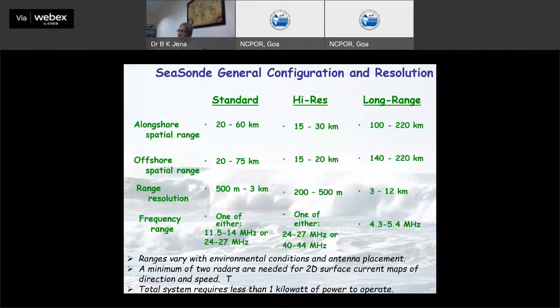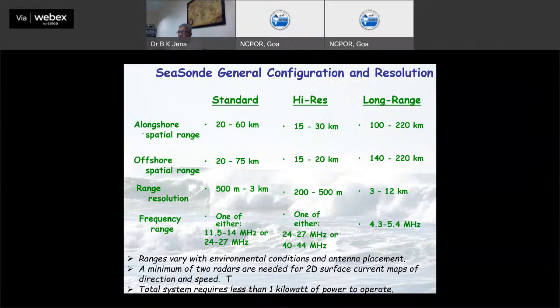Coming to this, we have different types of HF radar. We are using CODAR. CODAR is nothing but a Coastal Ocean Dynamics Applications Radar. There are so many other radars also available, called WERA, which is a German-based system, and CODAR is a US-based system. Both have different principles. I am talking basically about CODAR. CODAR has three different types of radar: one is the standard system, the high resolution system, and the long range system.